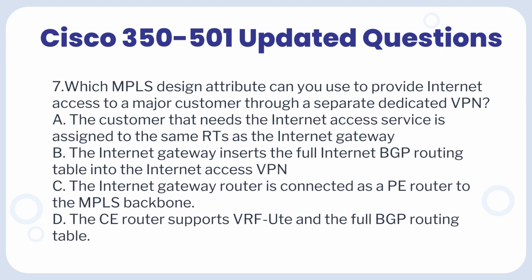7. Which MPLS design attribute can you use to provide Internet access to a major customer through a separate dedicated VPN? A. The customer that needs the Internet access service is assigned to the same RTs as the Internet gateway. B. The Internet gateway inserts the full Internet BGP routing table into the Internet access VPN. C. The Internet gateway router is connected as a PE router to the MPLS backbone. D. The CE router supports VRF-lite and the full BGP routing table.